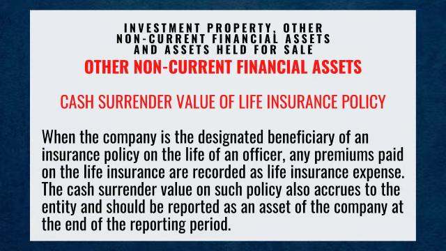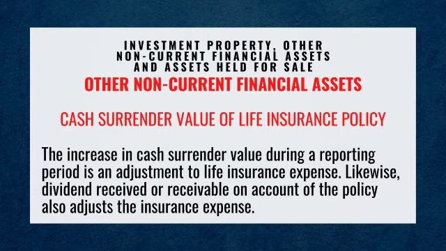The cash surrender value on such policy also accrues to the entity and should be reported as an asset of the company at the end of each reporting period. The increase in cash surrender value during a reporting period is an adjustment to life insurance expense. Likewise, dividend received or receivable on account of the policy also adjusts the insurance expense.